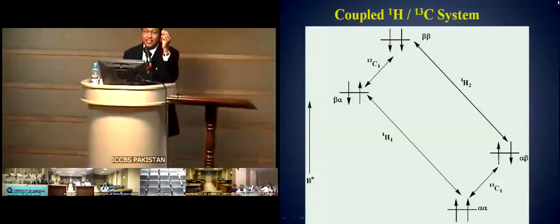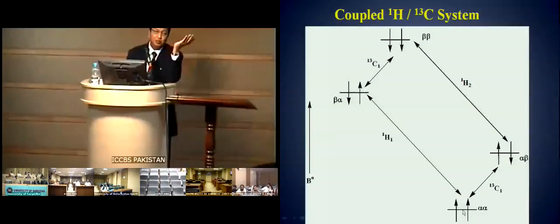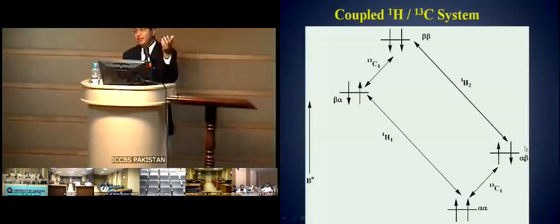So the point is that you have four energy states, very simple. Both of them are alpha alpha, both of them are beta beta. One is beta and the other is alpha, and this one is alpha and beta. Four energy states. Why are this one and this one not equivalent in energy? Because of a simple fact that they are not proton proton or carbon carbon, they are proton carbon, and they have a difference in energy also.